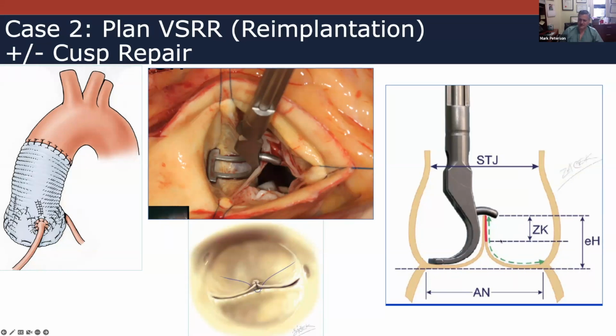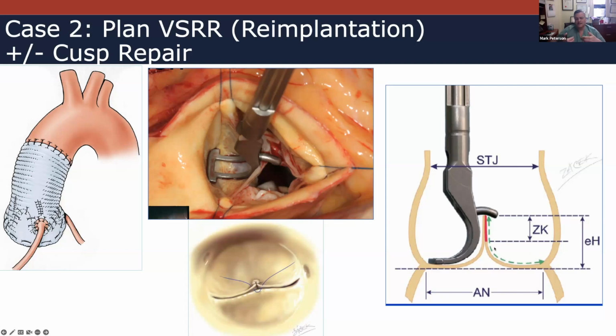The second measurement that we look at, which is maybe easier to obtain on an intraoperative TEE, is this measurement ZK, otherwise known as the coaptation height. That's the measurement for which the leaflets are actually touching or coapting. And if that measurement's greater than 4 millimeters, that also predicts a good long-term result.